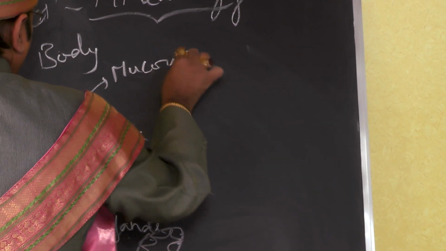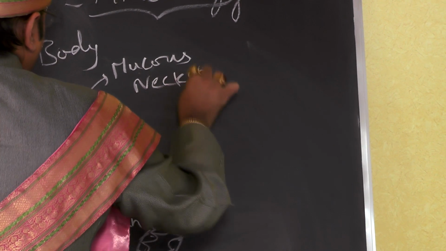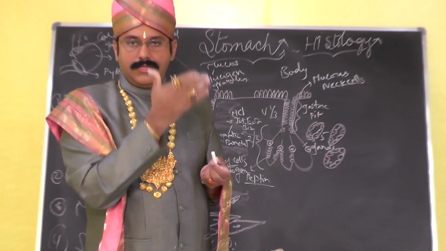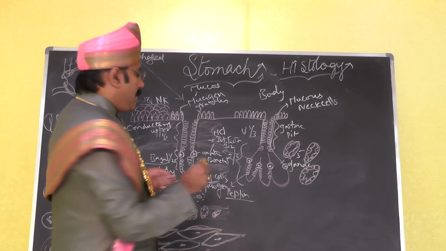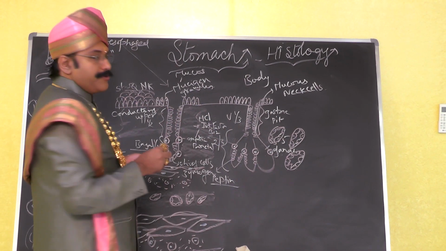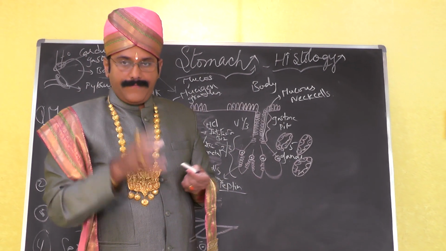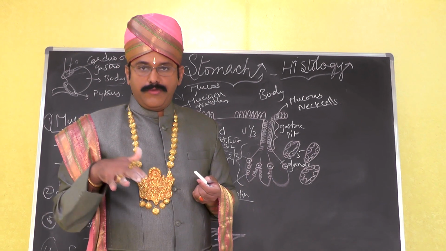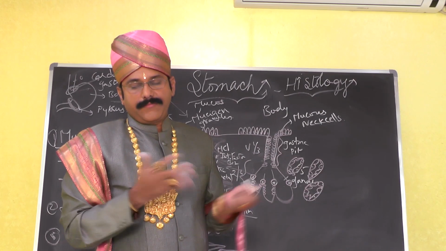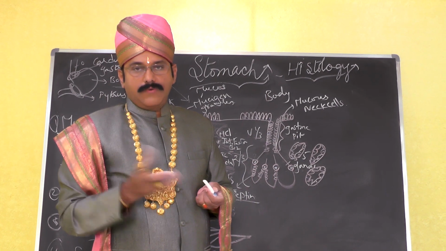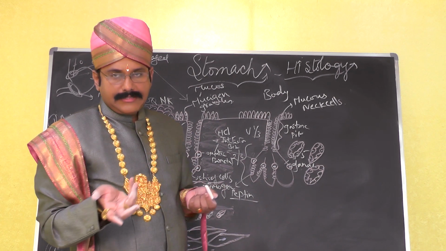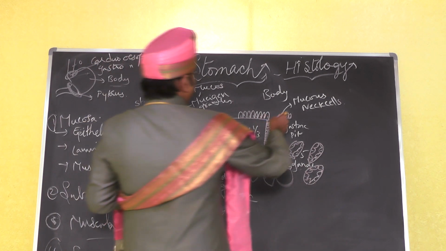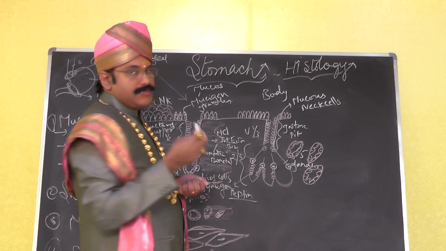These mucous neck cells secrete mucus, which is going to protect the mucosa of the stomach from the effects of hydrochloric acid that is being produced by the oxyntic cells. The mucus gives a protective effect for the mucosa, and it is going to prevent the toxic, corrosive action of the hydrochloric acid. You know, acid is corrosive, so that corrosion is prevented by the mucoid secretion from the mucous neck cell.